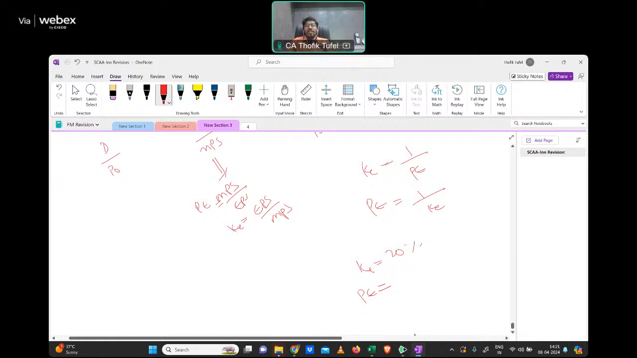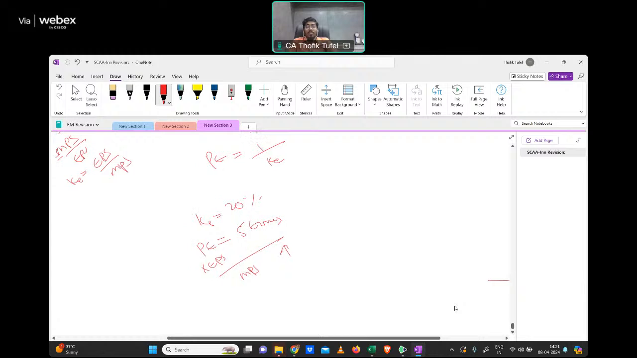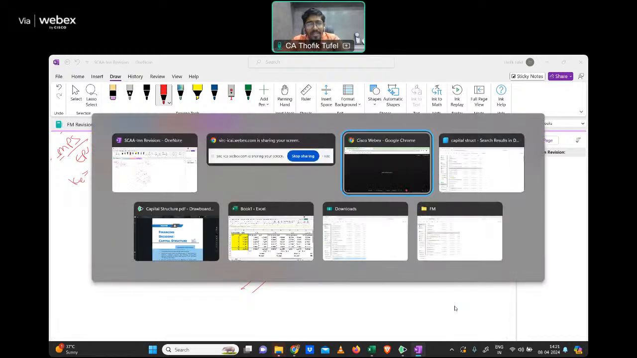So if you do 1 divided by 20%, you will get your P ratio equal to 5 times. Then if you multiply the P ratio with EPS, you will get your MPS, and then the maximum MPS you have to choose. Okay, so that is all the issues I'm discussing. Now let us see one small problem so that you get some clarity for capital structure decisions.